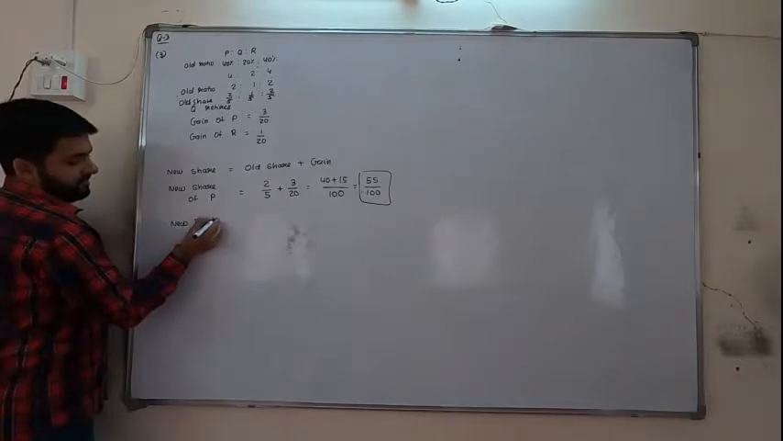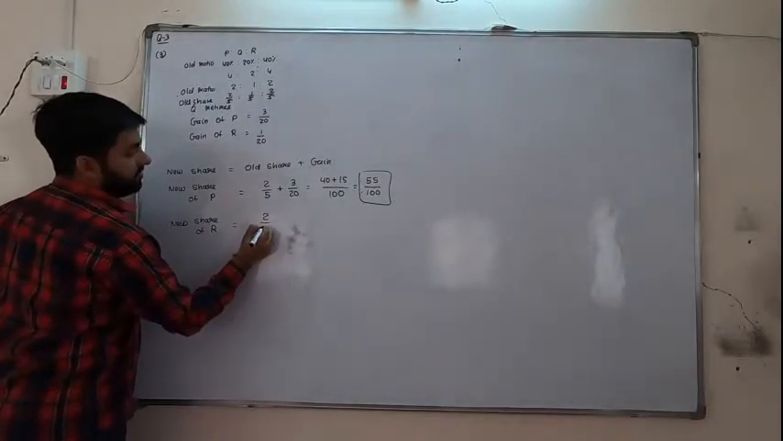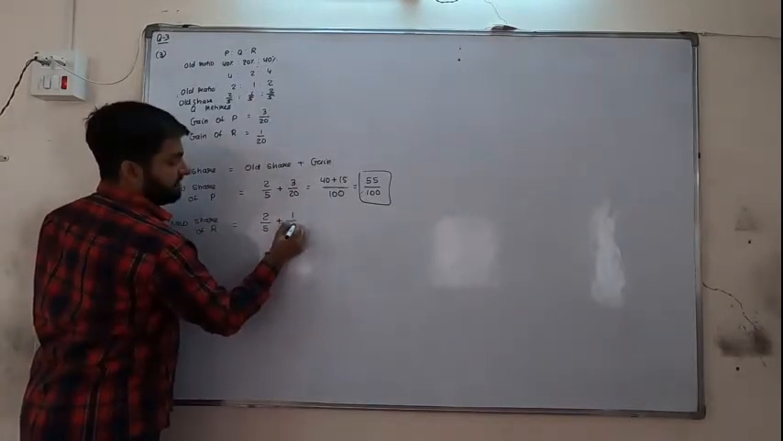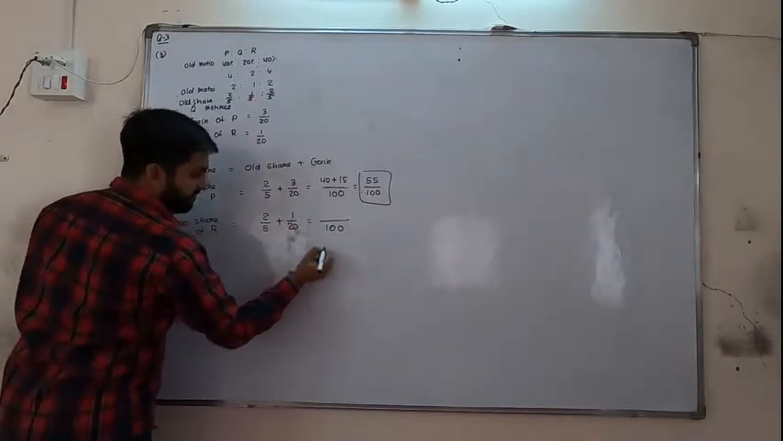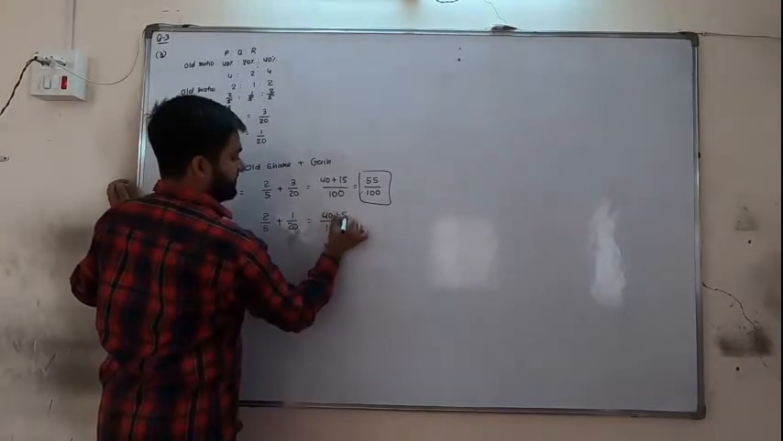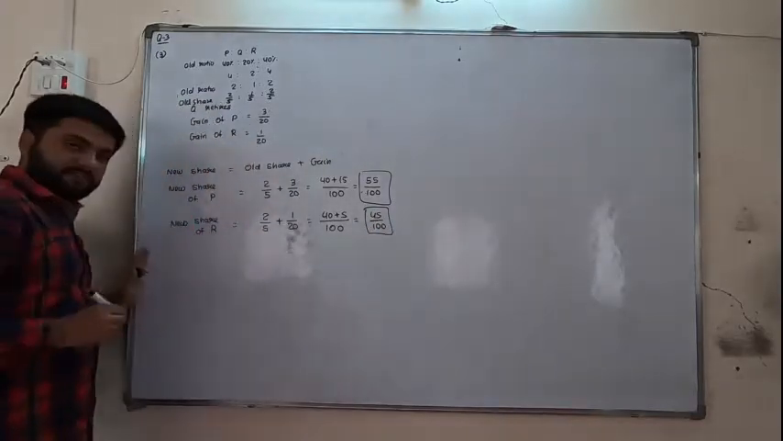Then new share of R. R's old share is 2 by 5, not 1 by 5, and R's gain is 1 by 20. So again 25s are 100. 2 2s are 40. 5 1s are 5. So 45 by 100. Now continuing partners are 2 only.